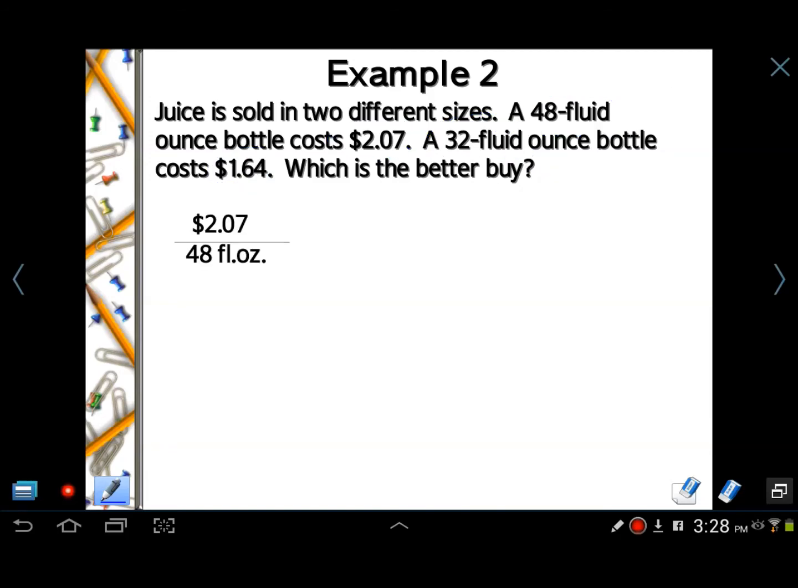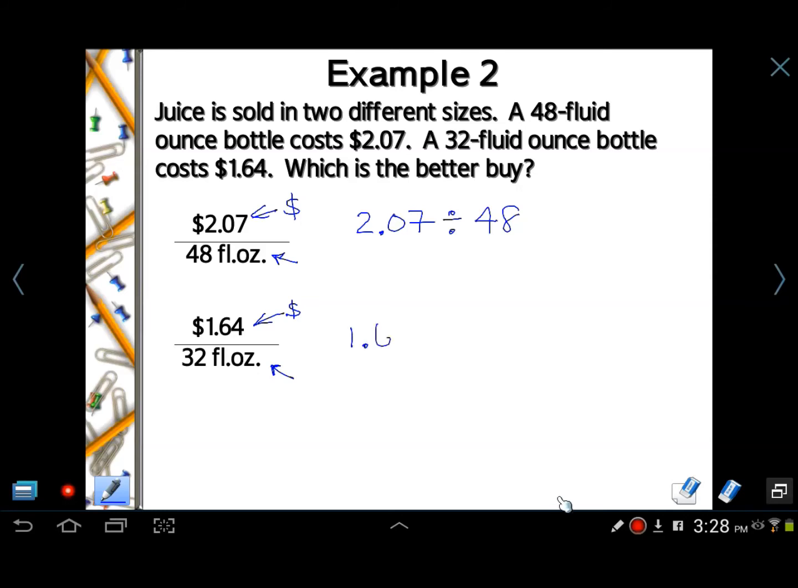So the first thing we're going to do is set up our ratios. You'll notice in our ratios, we have the dollar amount on top, and we have whatever the quantity is on the bottom. Dollar amount on top, quantity on the bottom. So when you set this up, just do top number divided by bottom number. 2.07 divided by 48 ounces. And right here, you're going to do $1.64 divided by 32. So these don't come out very cleanly, but that's okay. You just have to round it.